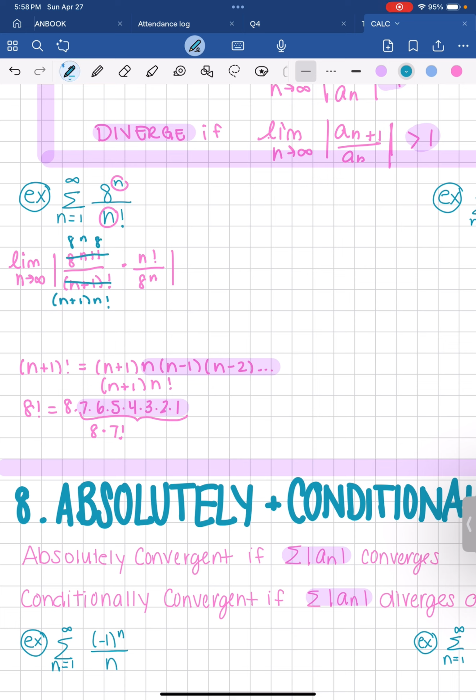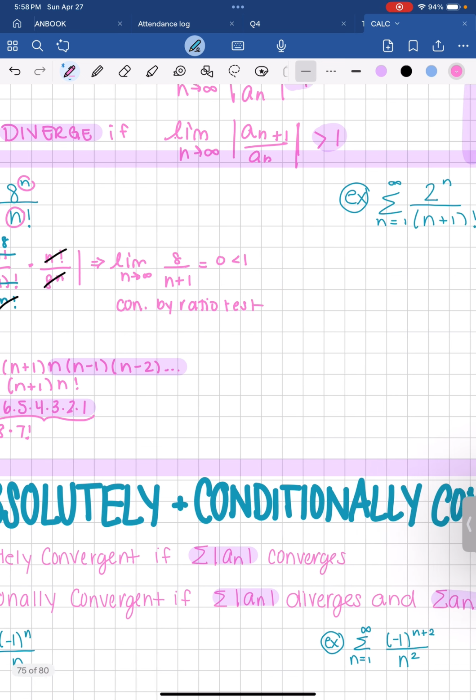And now I like to cross off things that repeat. So let's use a different color that's going to stand out, black. N factorial, goodbye. 8 to the n, goodbye. So now what are we left with? We are left with the limit as n approaches infinity of 8 over n plus 1. Well, if you take that limit, it is equal to 0, which is less than 1. So we converge by the ratio test.